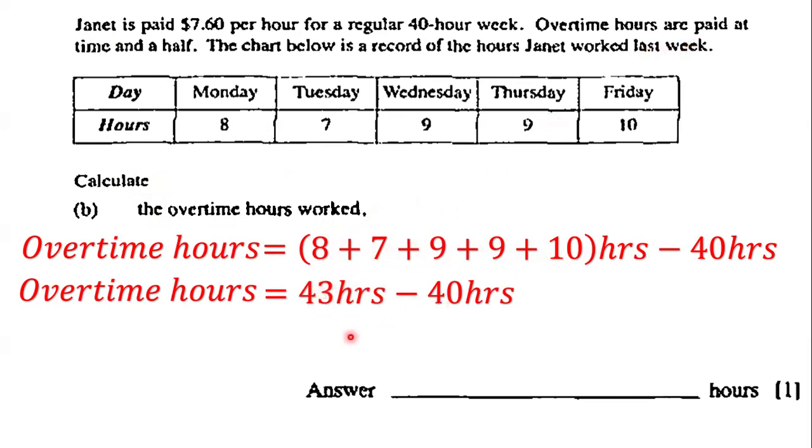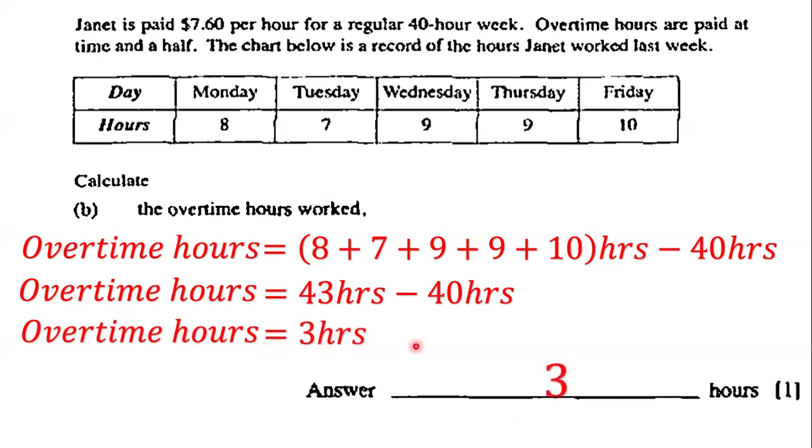And we subtract 40 from that and we get 3 hours. So that means that her overtime hours is 3 hours. So the number of hours that she worked overtime is 3 hours.